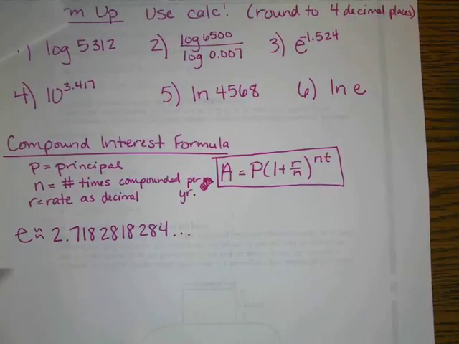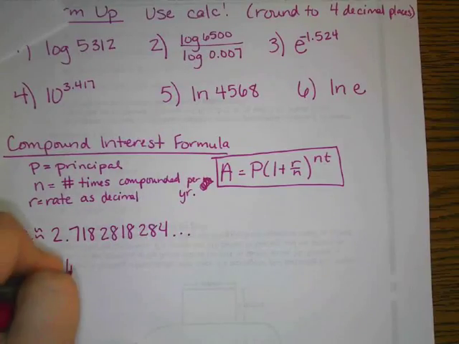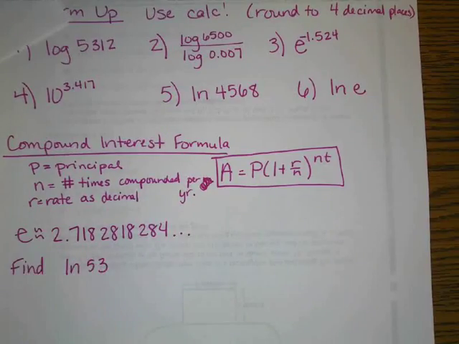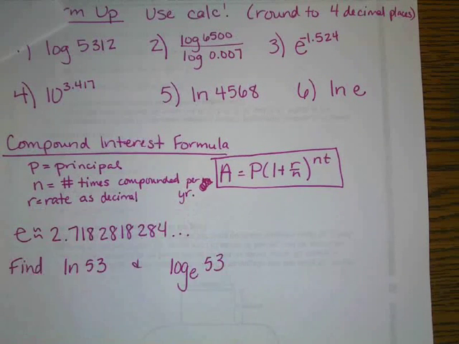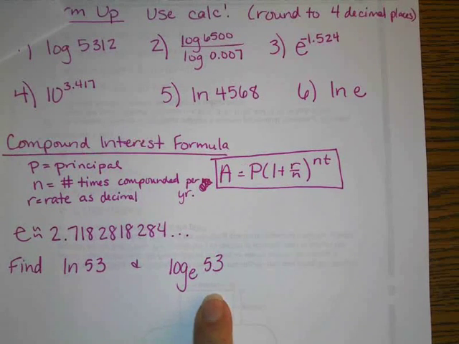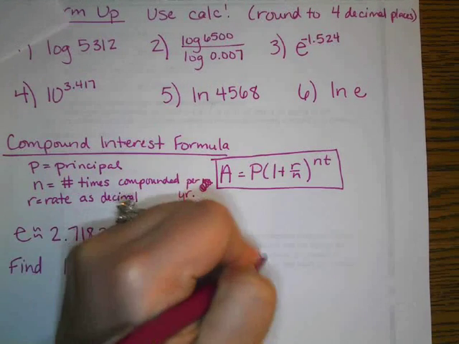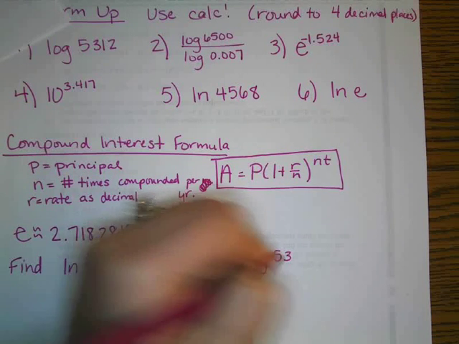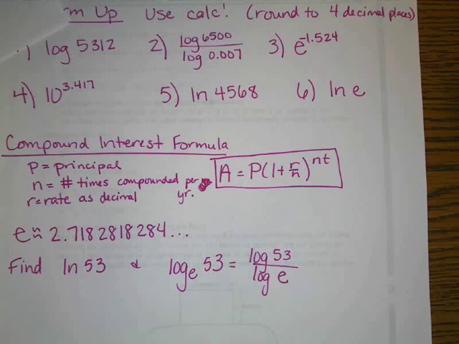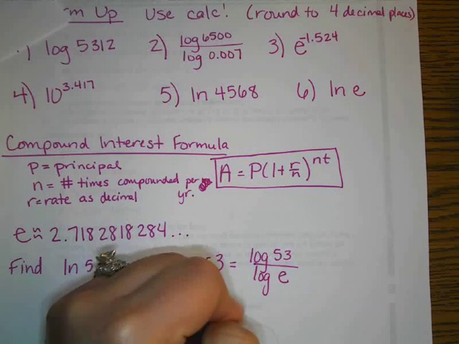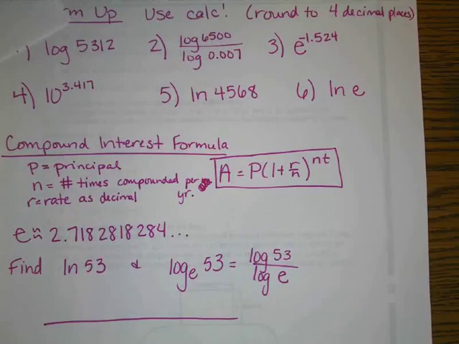So the first thing I want you to do is find the natural log of 53, ln of 53, and the log base e of 53. And if you recall, to type this in your calculator, you just hit ln of 53. To type this, you need to use the change of base formula, which is log of the big number over log of the little, the base. Log of 53 over log of e. So go ahead and tell me what's true about those two numbers on that line. Okay?